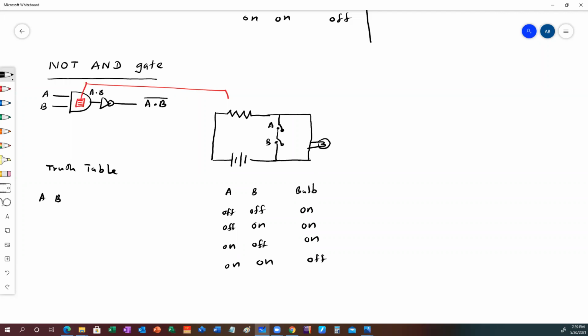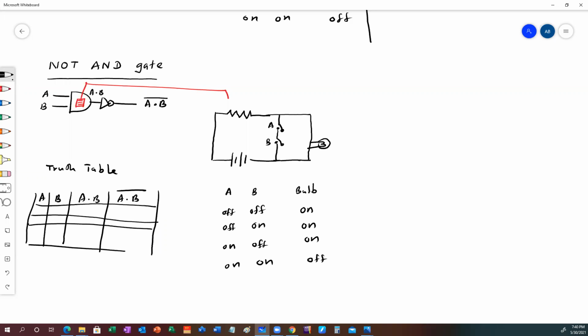A, B, then A and B, then A and B full bar. You have to take all of these. Right, you get 0, 0, 0, 1, 1, 0, 1, 1. Here you get 0, 0, 0, 1. Then here 1, 1, 1, 0. Inversion of that. Right, make a note of these two. Make a note of it.